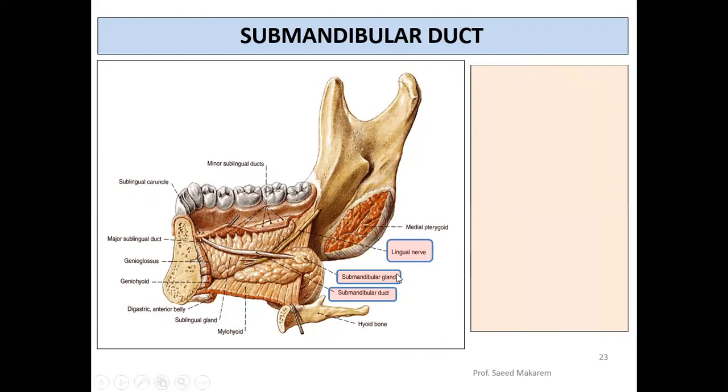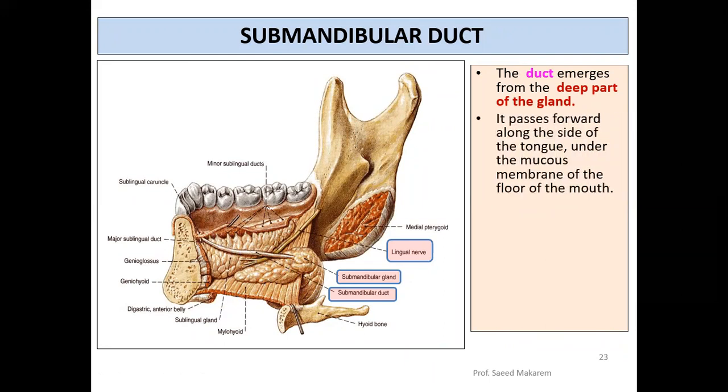So here you can see again, this is the submandibular gland. This is the superficial part which is outside, and you are seeing from inside. This is the deep part, and this is the submandibular duct. The submandibular duct emerges from the deep part of the gland, as you can see here.